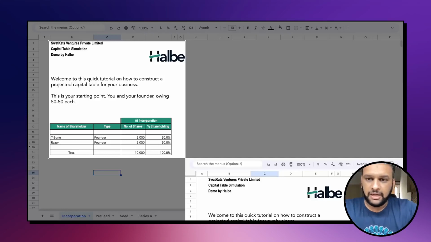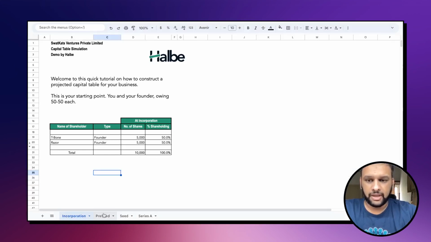Hello everyone. Today I'm going to show you how to do a projection of a capital table for your business. Let's assume your business is called SWAT Ventures Private Limited. You and your partner own 50% equity each in your business. This is how your capital table is going to look after incorporation, where you have 5,000 shares each, and therefore that represents about 50% ownership each in the business for the two of you.